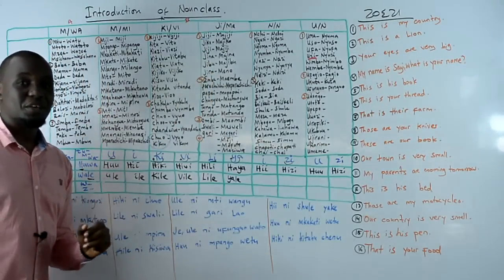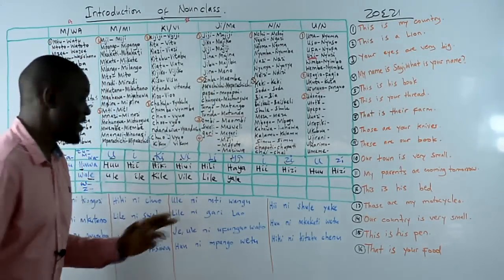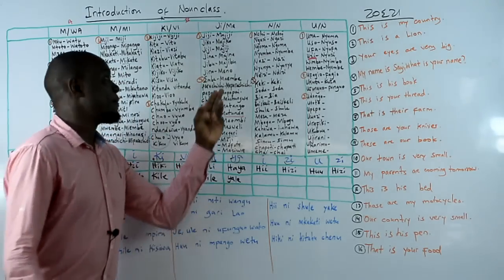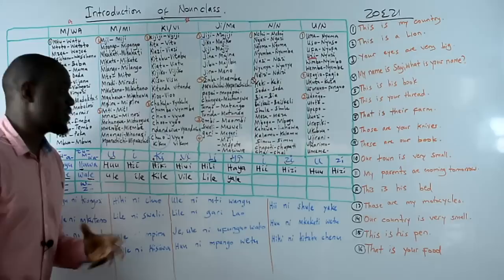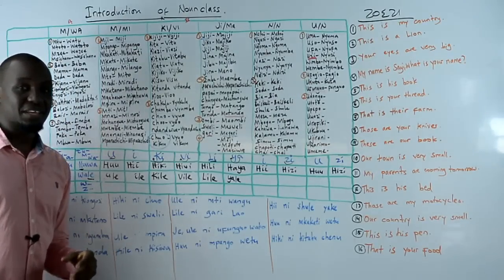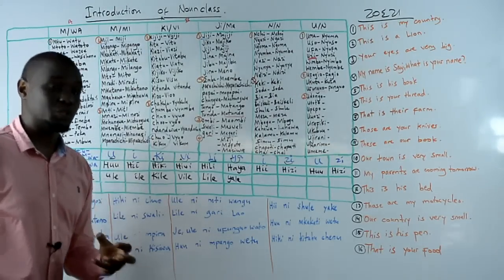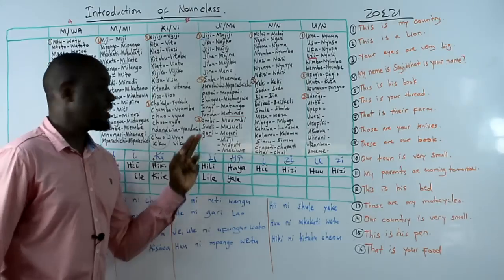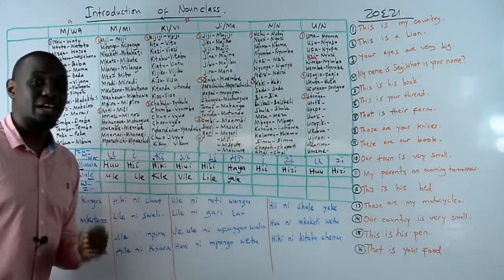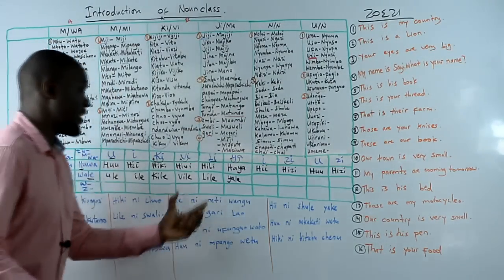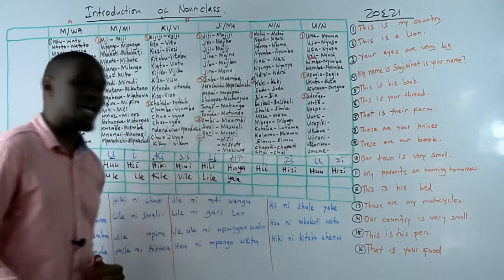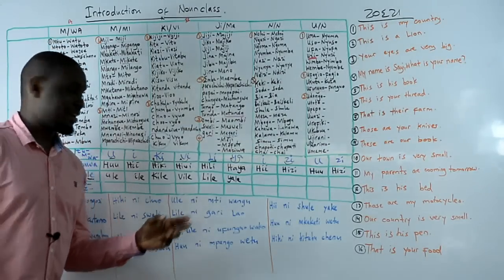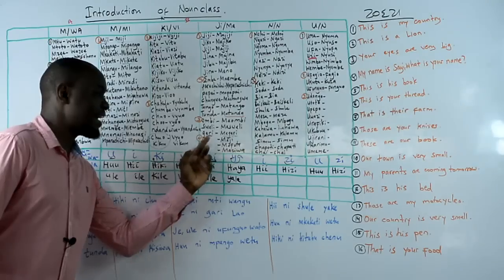Yale ni majiji. Those are mangoes. Yale ni maembe. That is a fruit. Lile ni tunda. Those are questions. Yale ni maswali. That is the car. Lile ni gari.